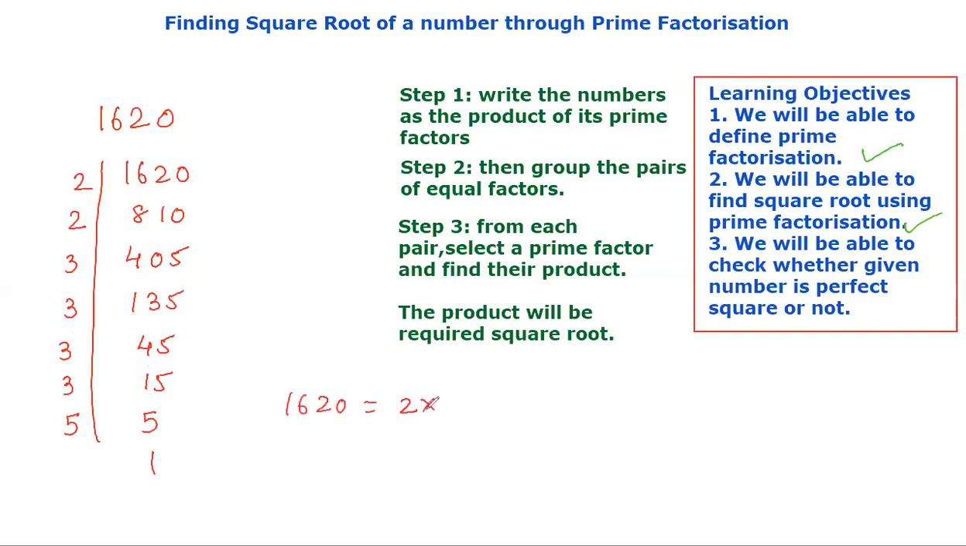Let us write it as the product of prime factors. Now what was our next step? To make the groups. But here what happened? One number is left out. So can I say that this number is a perfect square? No, right? Now this number is not a perfect square. If you are expressing the number as the product of prime factors, and if you are not able to form the group of equal pairs, then it will not be a perfect square, right?